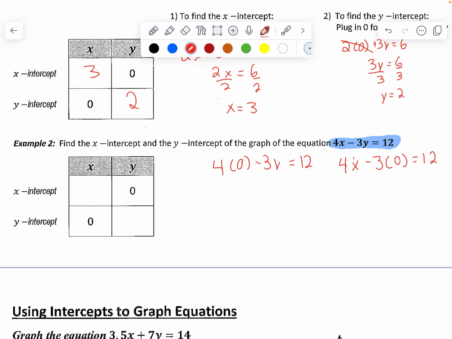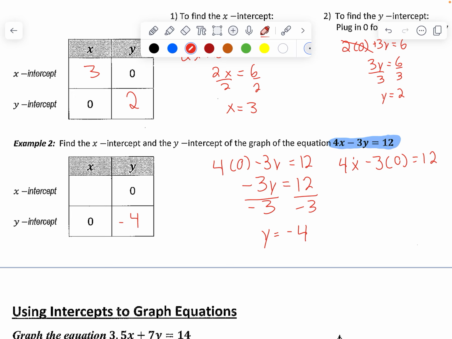Now, 4 times 0 is 0. 0 minus 3y is going to be a -3y. Still going to equal 12. And we'll divide by -3 on both sides to isolate the variable, leaving y equals -4. So our y-intercept would be at -4 here.